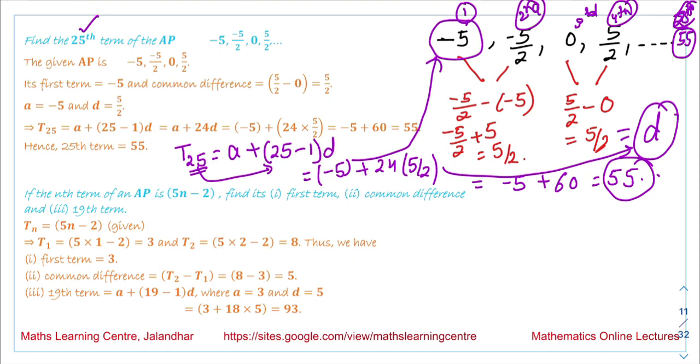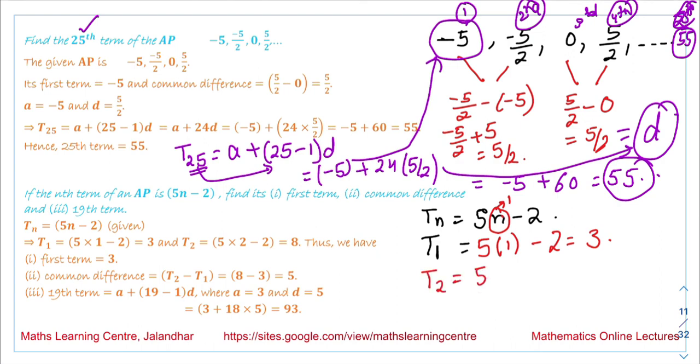Now next, if the nth term of the AP, Tn, is 5n minus 2, we have to find its first term. The first term means we are talking about T1. So T1 means in place of n we write 1. So we get 5 into 1 minus 2, that is equal to 3. The next term T2 is 5 into 2 minus 2, and that is 8.